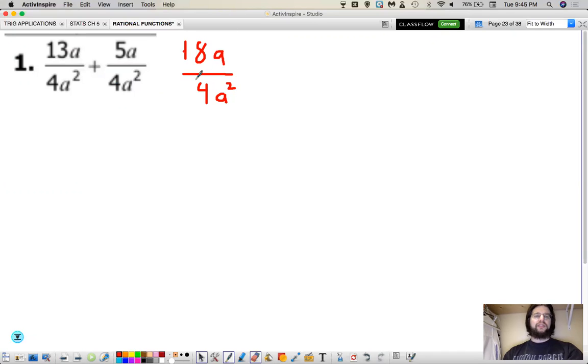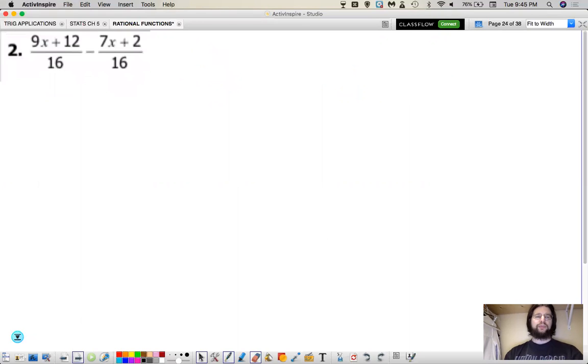Now we do have to simplify this. So if you want to, you could split it up, 18 over 4 and a over 8 squared. But this one's really small, nice and easy. 9 and 2. A is going on the bottom. That's a 9 over 2a. Easy one right there.